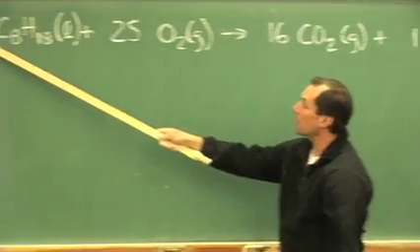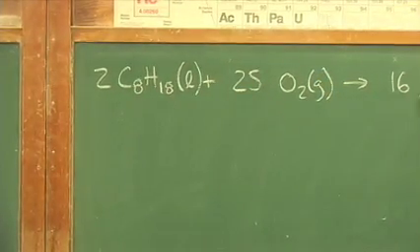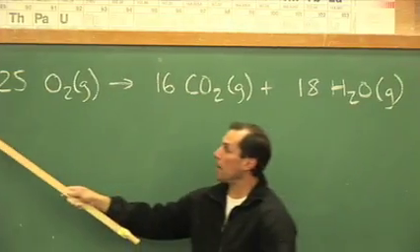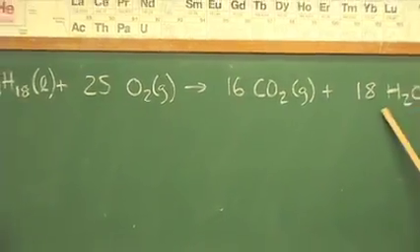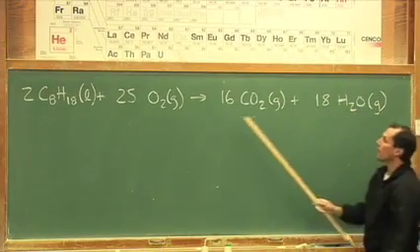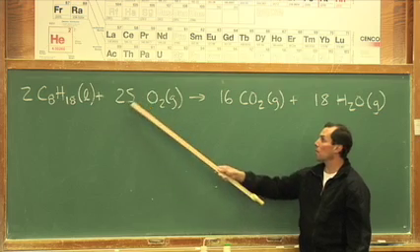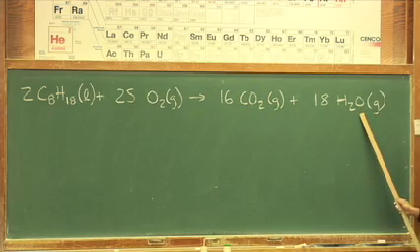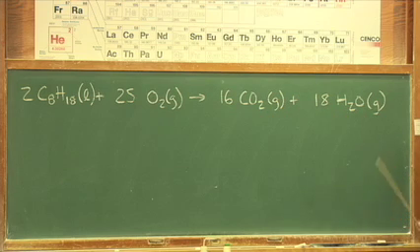On each side we have 16 carbon atoms, 2 times 8, 16 carbon atoms. We have 36 hydrogens, 2 times 18, 18 times 2, 36 hydrogens. For the oxygens, we have 25 pairs of oxygen atoms, 25 times 2, or 50. And on the right side, we have 18 and 32. 32 and 18 makes 50, so it's nicely balanced.